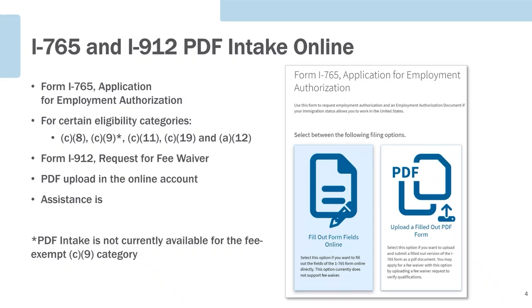Our newest online filing option is a PDF intake. That's what we're calling it. And it's limited to a select number of categories in the Form I-765, Application for Employment Authorization. Users will be able to also submit a PDF of Form I-912, the request for a fee waiver, or a written request for a fee waiver. At this time, PDF intake is only available in the individual account. Legal representatives will not be able to use PDF intake from their accounts in this first phase. We are adding it in the second phase, or at least it was in the plan and we're hoping to. I don't want to make promises.